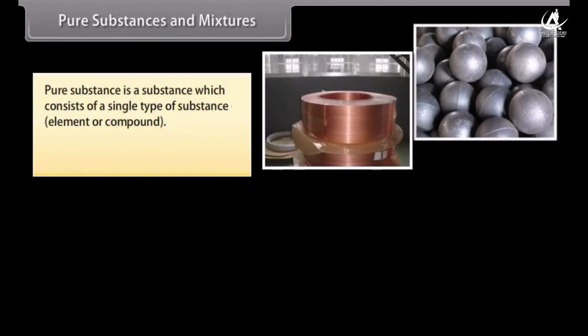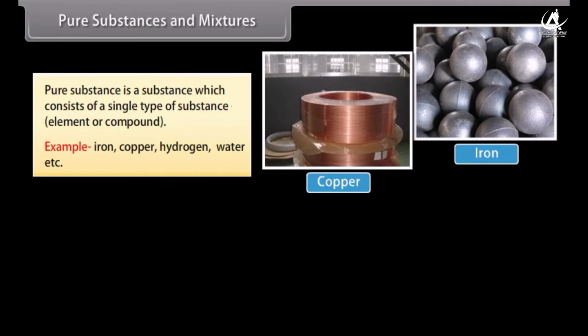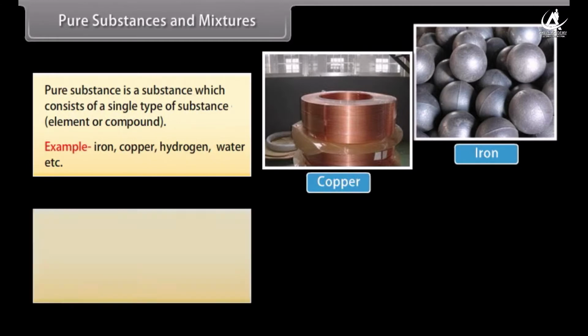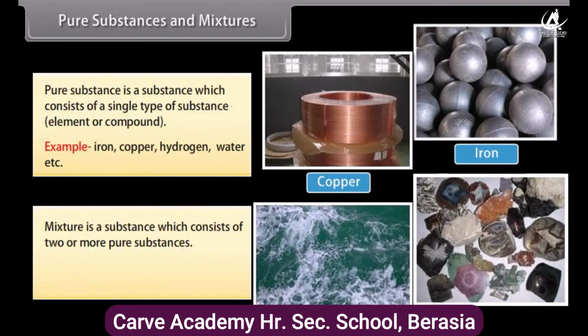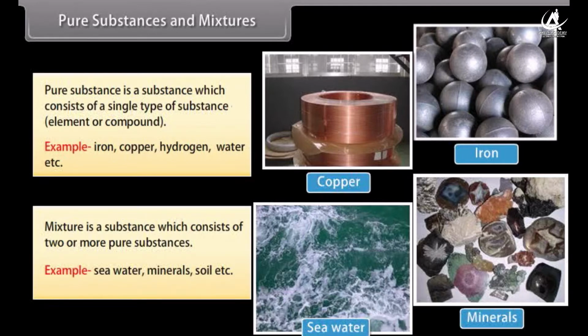Pure substances and mixtures. A pure substance is a substance which consists of a single type of substance, element or compound. Example: iron, copper, hydrogen, water, etc. A mixture is a substance which consists of two or more pure substances. For example, seawater, minerals, soil, etc.